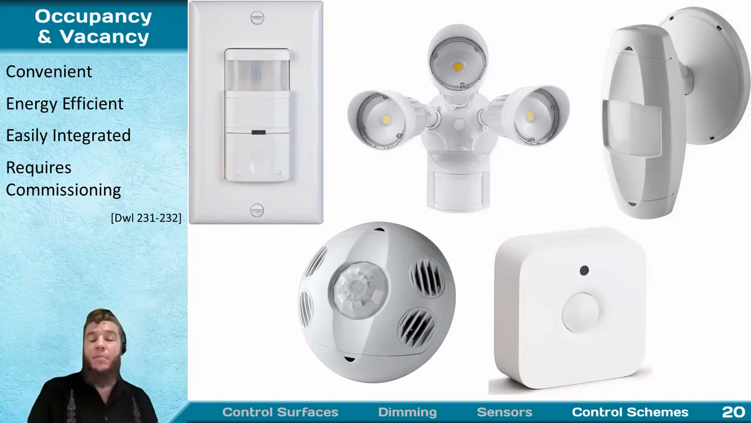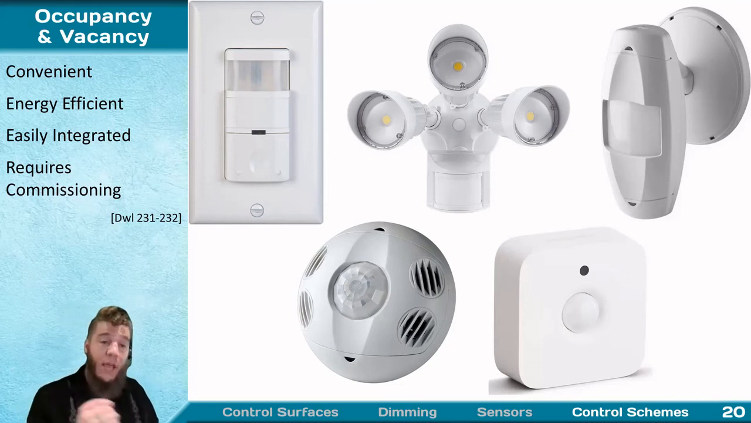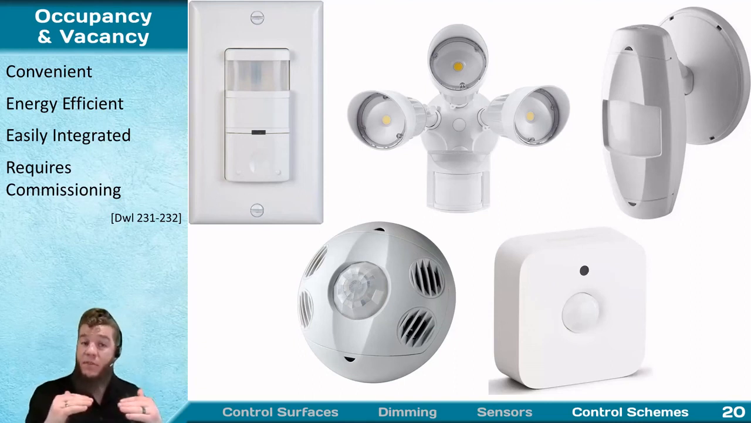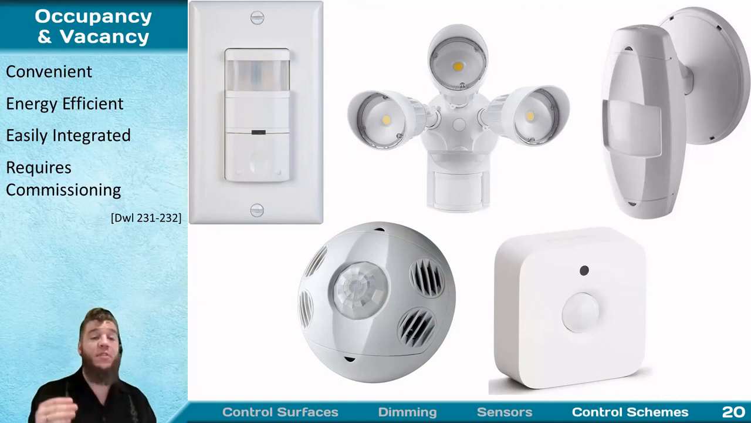So an occupancy routine means that the sensor will turn the lighting system on when it detects someone entering the space. And then when it stops detecting movement, it'll wait a certain amount of time. That's called your dead band. It'll wait a certain amount of time before turning the lights off. The vacancy routine is basically just the second half of that, where it won't turn the lights on when someone enters the space, but it will turn the lights off when it stops detecting movement.